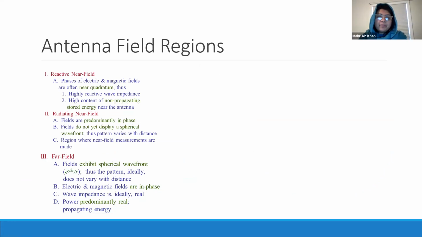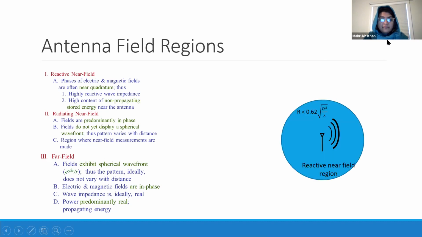So, still we are covering some of the basics related to antennas. Today we are talking about field regions. An antenna's behavior is not the same at every distance. It changes. So what is a field region? If this is an antenna, the first region around it is called the reactive near field region.